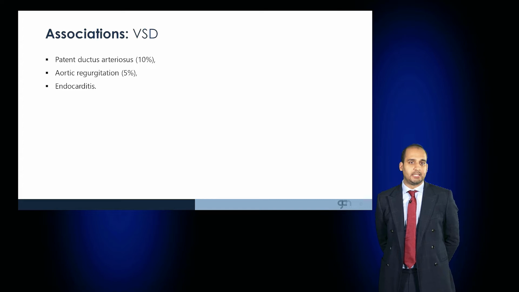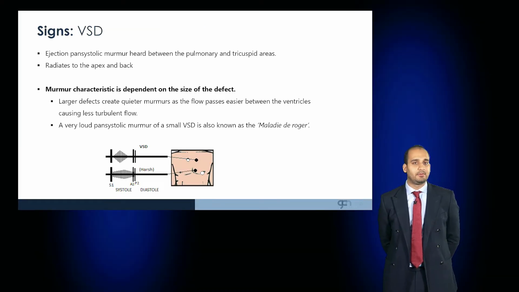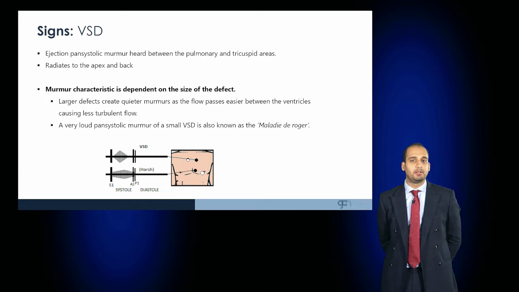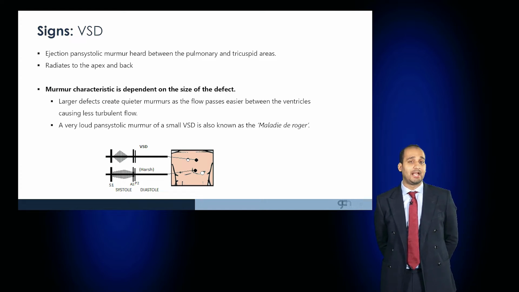VSDs are associated with PDAs, patent ductus arteriosus, aortic regurgitation, as well as endocarditis. The signs of a VSD are the presence of an ejection pansystolic murmur heard between the pulmonary and tricuspid areas, radiating to the apex and the back.